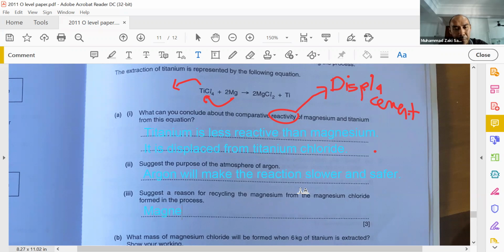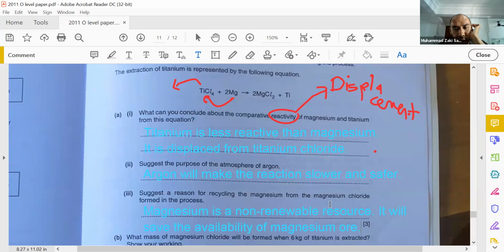So you have to say magnesium is a non-renewable resource. It will save the availability of magnesium ores. I hope that makes sense to you.